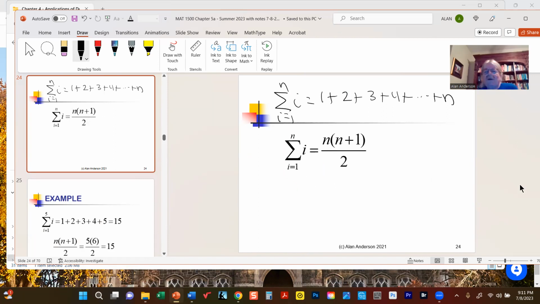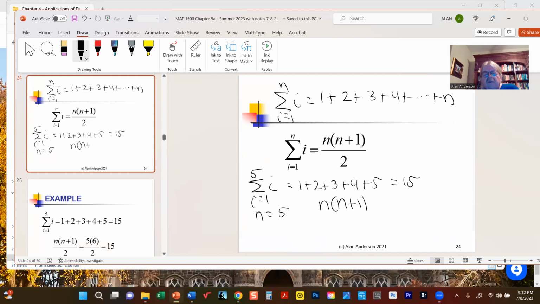So why don't we try one? Suppose we're interested in this one, where n is 5. Let me write that as 5. Okay, so what do we have here? 15. So since n is 5, is it true that n times (n plus 1) over 2 is 15? 5 times 6 over 2, what do you know? It's 15.